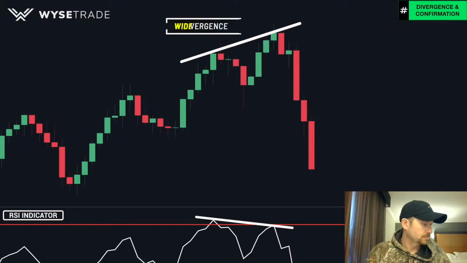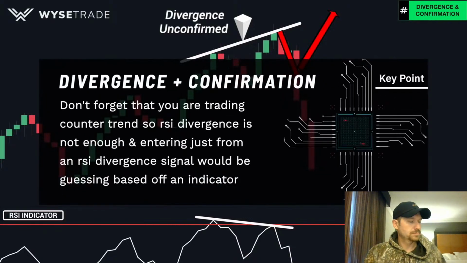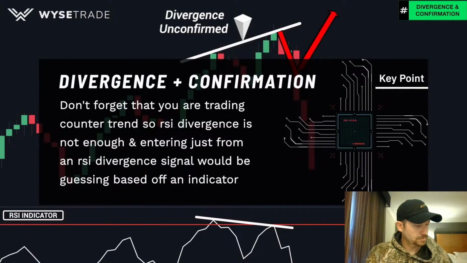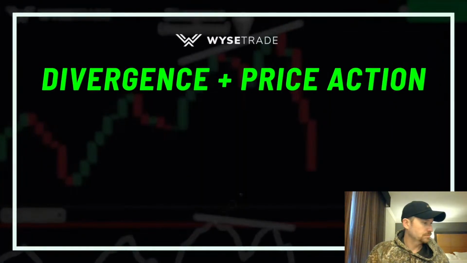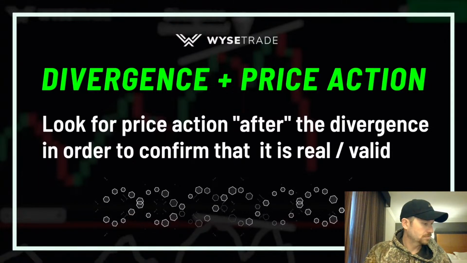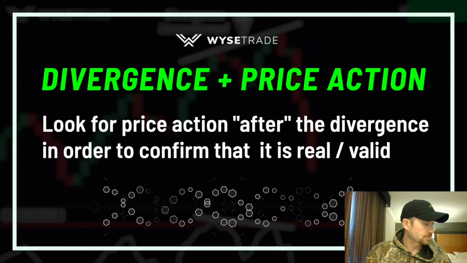You then spot this clear, wide divergence formation. Now, this is what we call divergence unconfirmed, because it can start as a divergence, pull back slightly, and then still continue on. And then you would have been faked out and took a loss. Don't forget that you are trading counter trend. So just an RSI divergence alone isn't enough, because that would be guessing based off an indicator. So what you need to do is combine RSI divergence with price action after it occurs in order to confirm that the reversal is real.